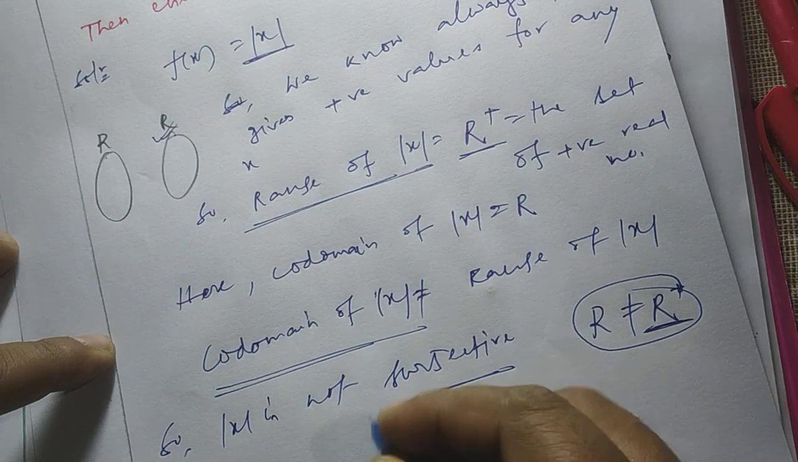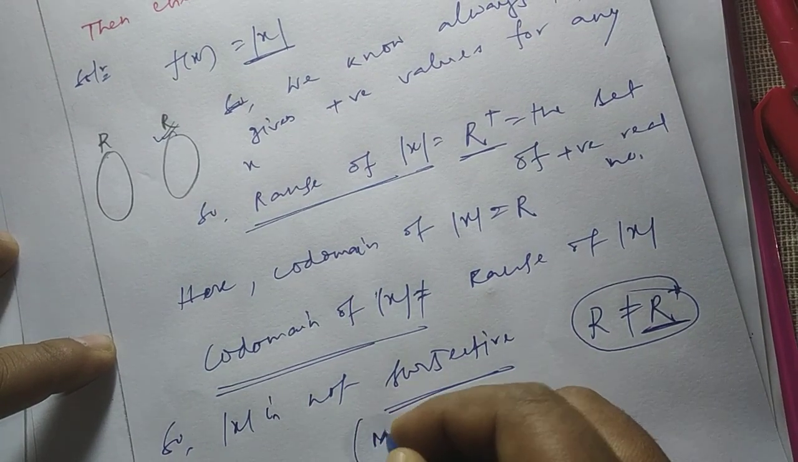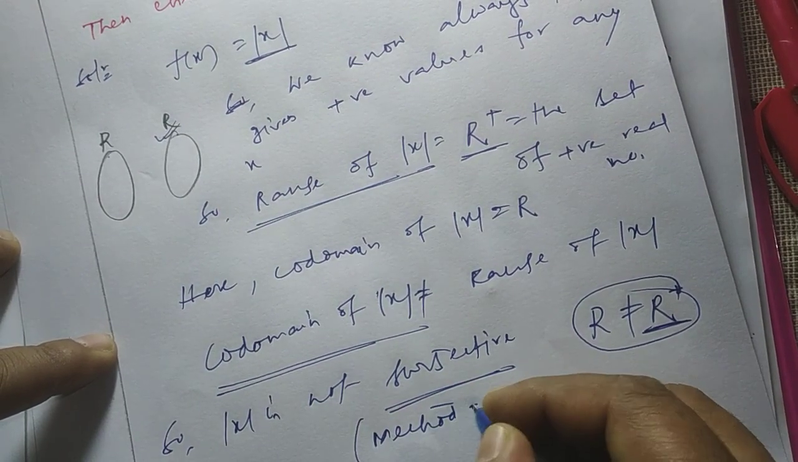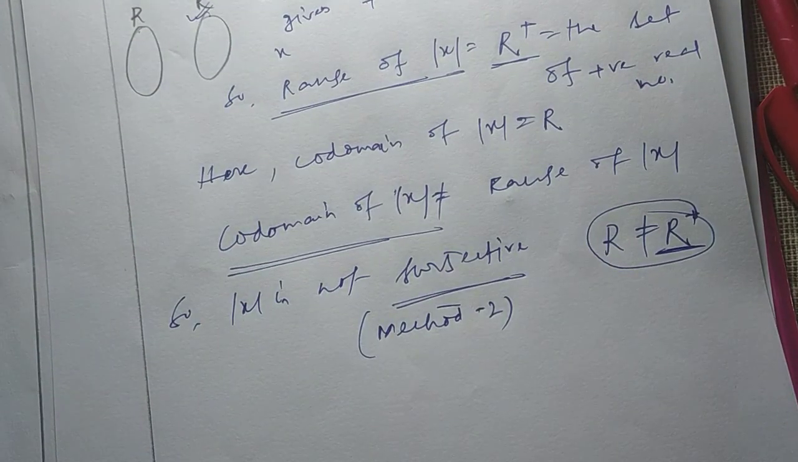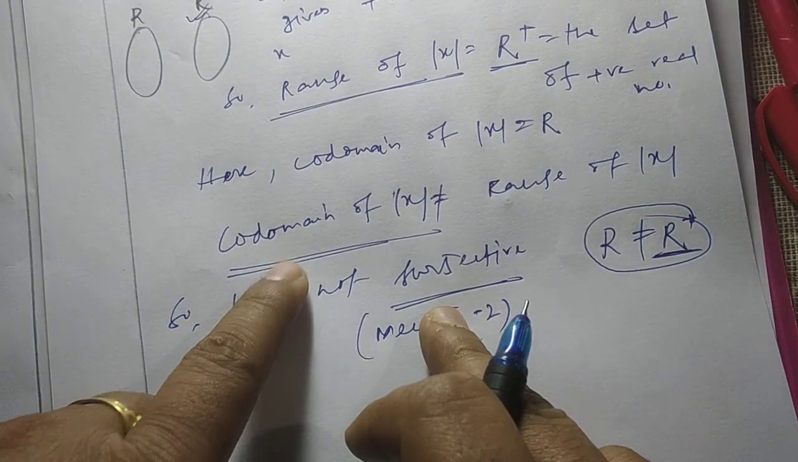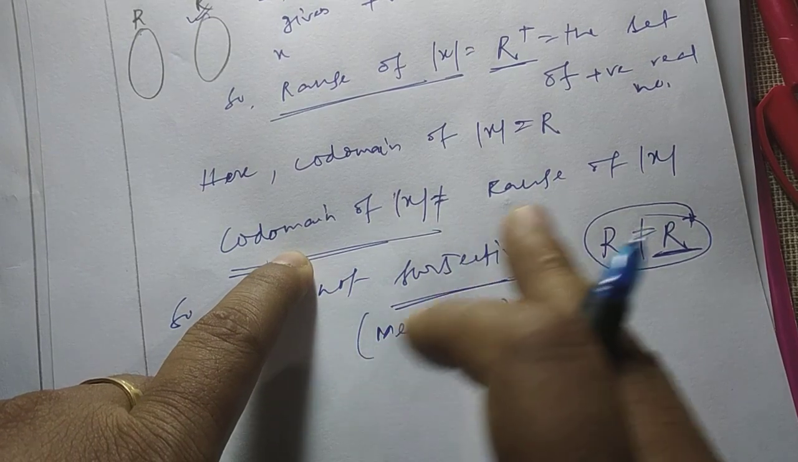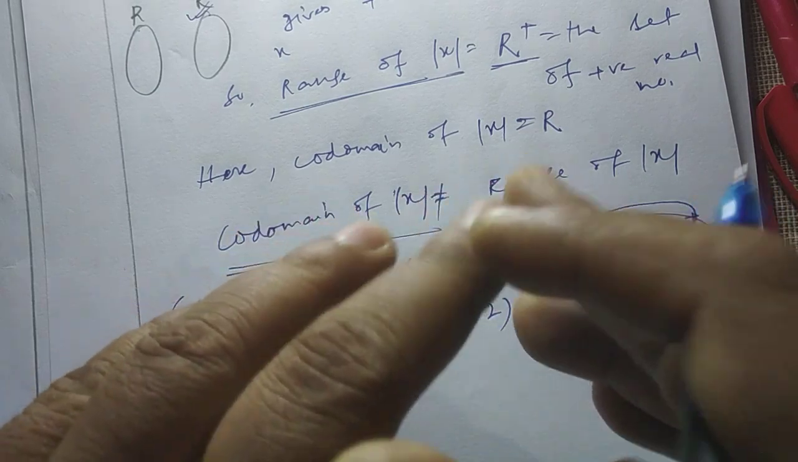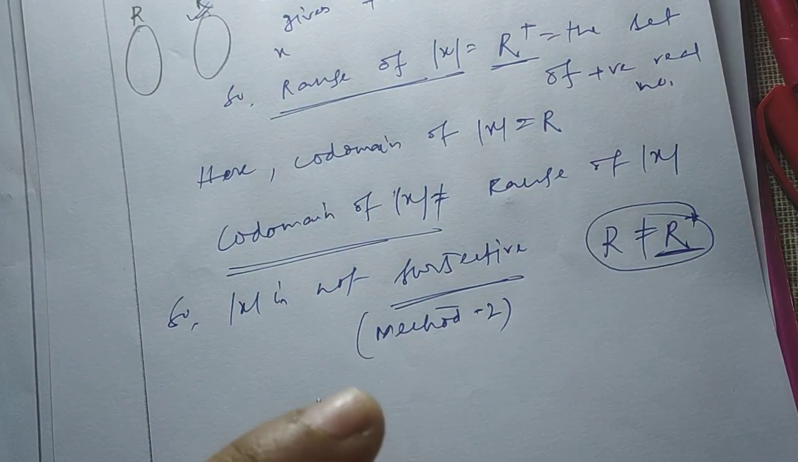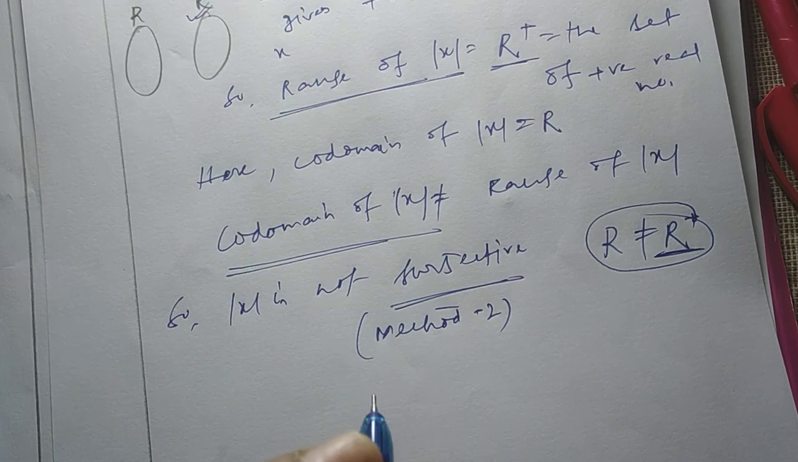Here you have simply followed method 2. Here we are simply following method 2. Understood or not? In that case, we have found first codomain, then found range, then compared. Then we have seen that both are not equal. So we can say it is not surjective by method 2. It is a very easy method to use. Understand?